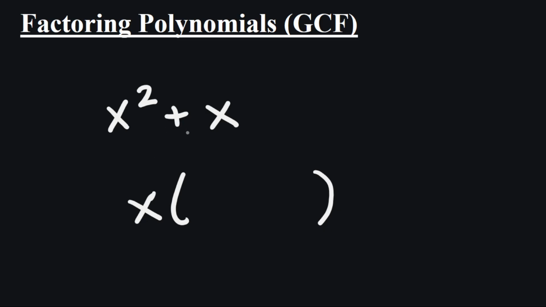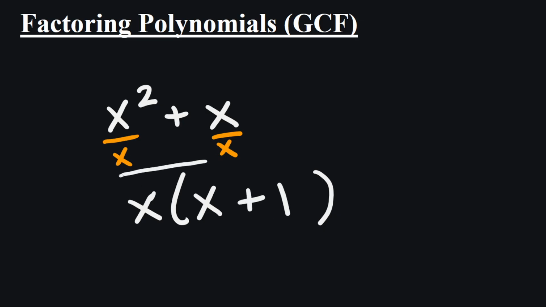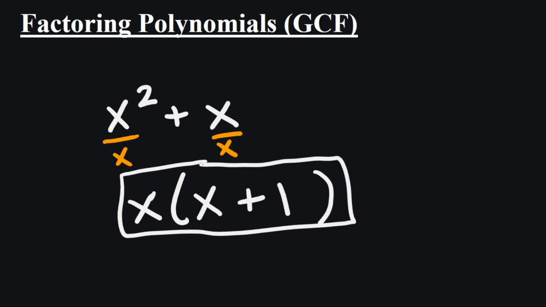let's divide each term by x. So x squared divided by x and x divided by x. What is x squared divided by x using the quotient rule that we've learned about? x squared divided by x is x to the first power, which is just x. And what is x divided by x? Anything divided by itself, with the exception being 0, is always 1. So positive x divided by x is positive 1. And that is how we factor this polynomial that we started with, x squared plus x.